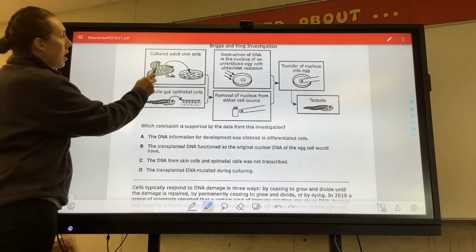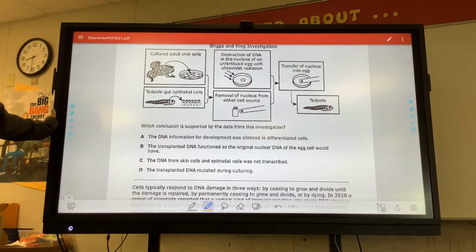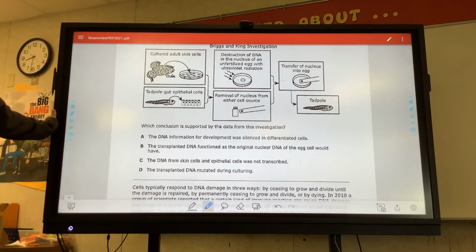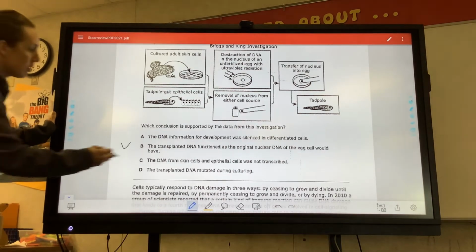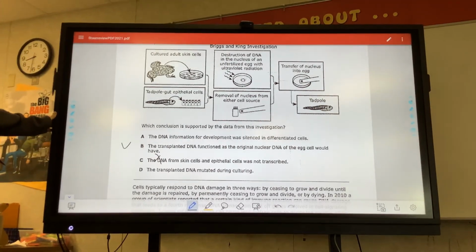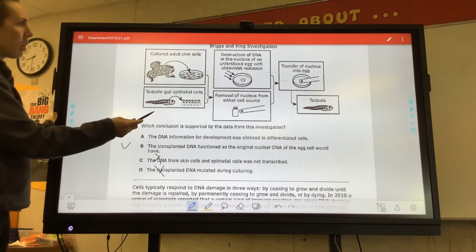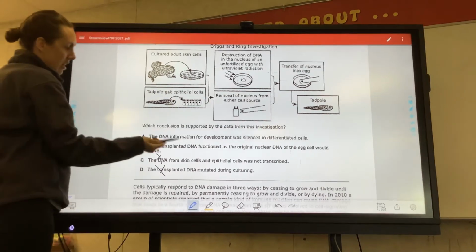So they put an adult cell into a culture. Okay, let's see. Which conclusion is supported by the data in this investigation? The DNA information for development was silenced in differentiated cells. The transplanted DNA functioned as the original nuclear DNA of the egg. The DNA from skin cells and epithelial cells was not transcribed. The transplanted DNA mutated. All I can really tell is that when they did this, whatever they got it from acted as the DNA.